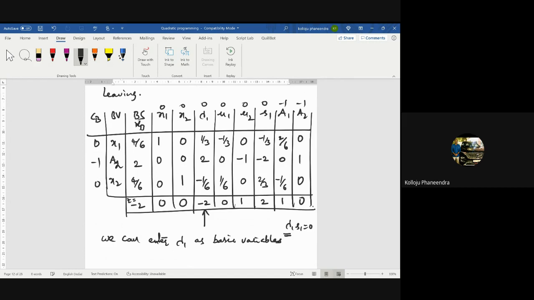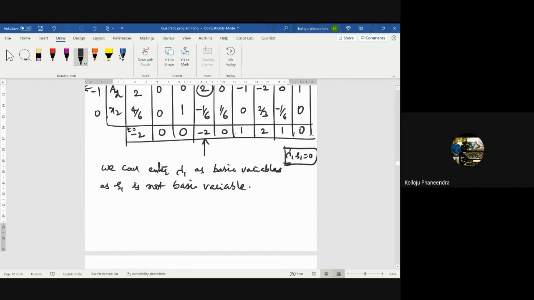Lambda 1 is a basic variable, as s1 is not basic. S1 is not a basic variable, so the complementary slackness condition is satisfied here, right? And which one is the leaving variable? I have to apply the minimum ratio only to positive elements. This is 2 by 3, that is 2, this is 1. So 1. A1 is leaving. Done. So, last table.